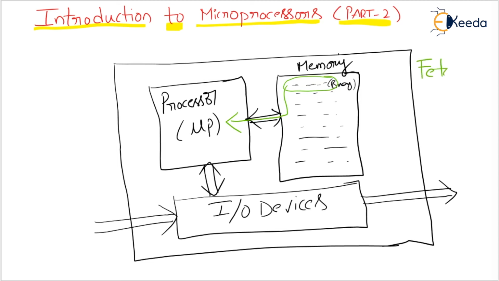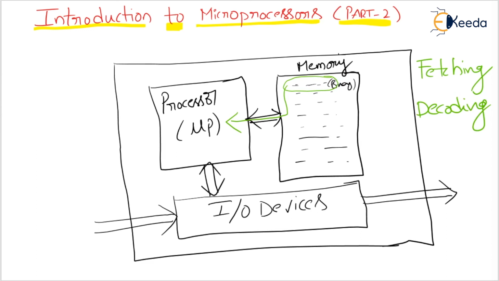Dear students, please try to understand. Taking the data is called what? Fetching. Fetching means taking the instruction opcode from the memory to the processor. Right? Next, what is the next step? After fetching, decoding. Decoding means, please tell me what is meant by decoding.